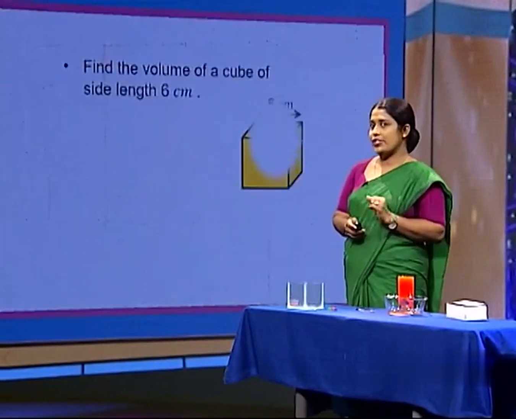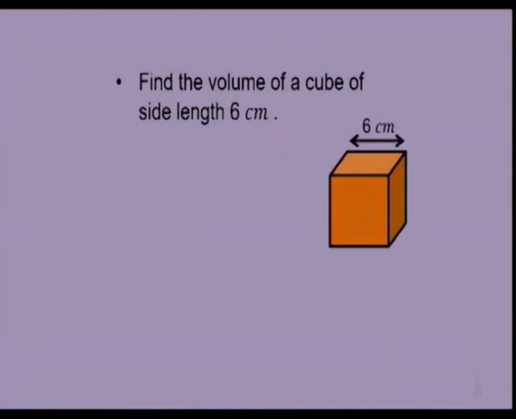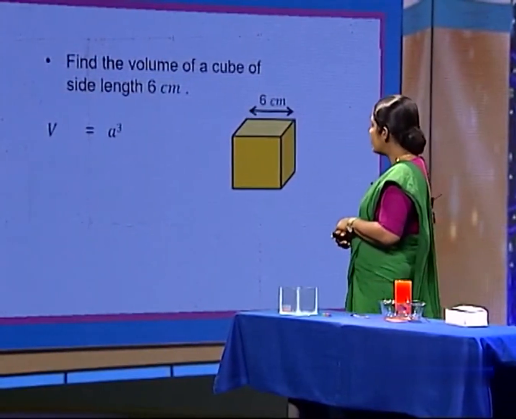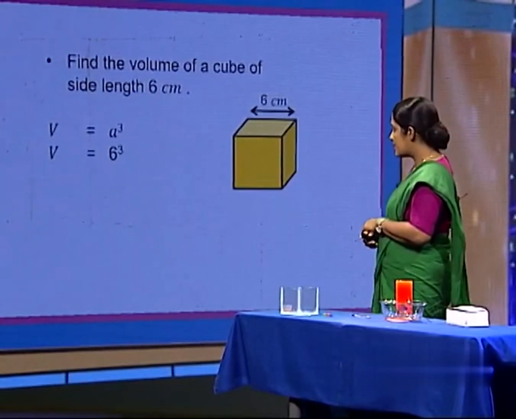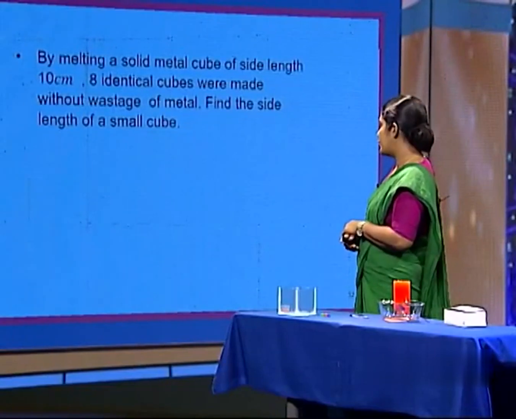Let's discuss a question. Find the volume of a cube of side length 6 centimeters. Now, what is the formula? V equals A to the power 3. Let's substitute the values. A is equal to 6. So, 6 to the power 3 means you have to multiply 6 three times. 6 times 6 times 6 means the answer is 216 cubic centimeters.